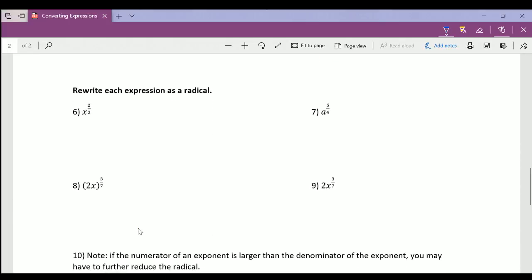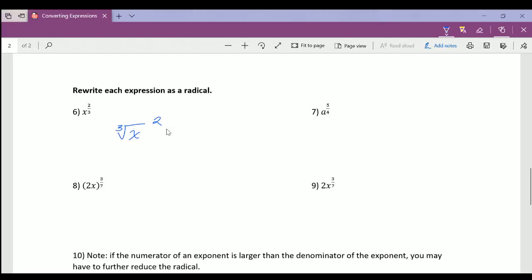Everything else here is going to be a bunch of examples. So for instance, x is the base, which is the same thing as the radicand, so we can put the x inside the radical. The denominator of our exponent is the root, so we put a 3 in that little crevice there because that's the index. And finally, the power is 2, so I can raise it to the second power.